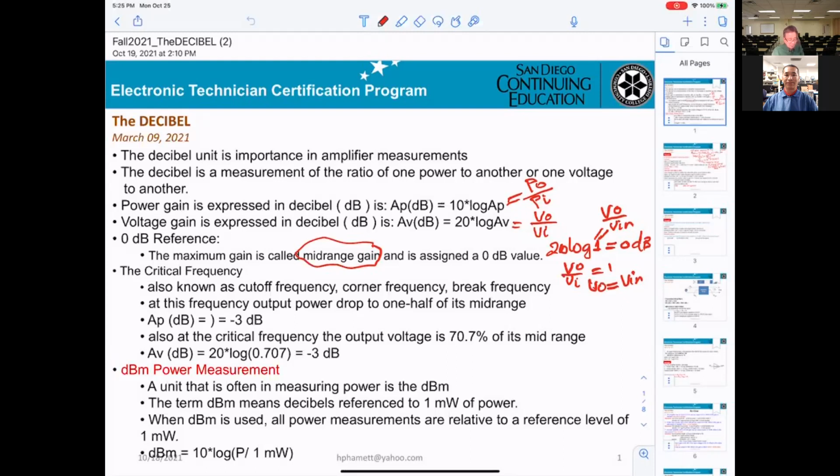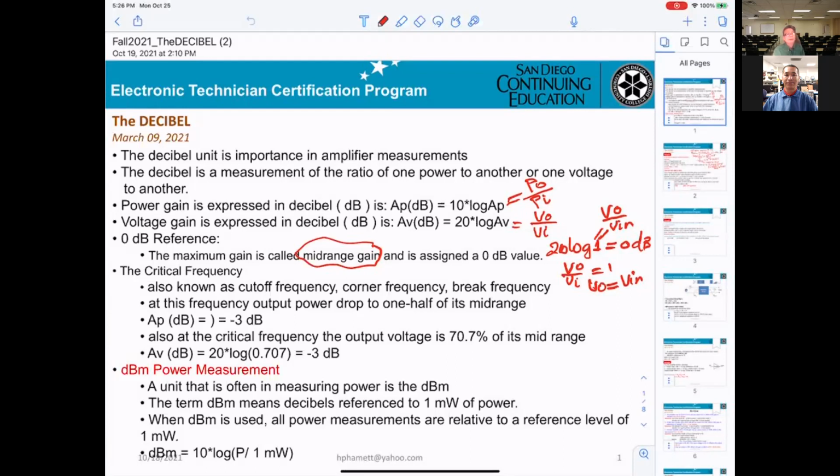Last time we already talked about the decibel. I quickly went through a few things. The decibel unit is important in amplifier measurement. Basically, the decibel is the measurement of the ratio between output and input. That means the output power and the input power, output voltage and input voltage, or the output current to the input current. And there is a formula to calculate the gain of the power, voltage, or current.